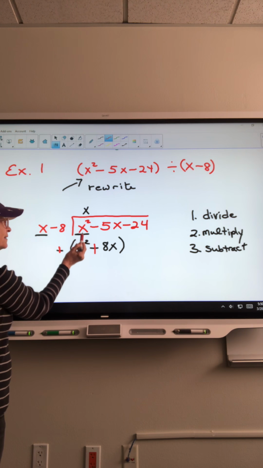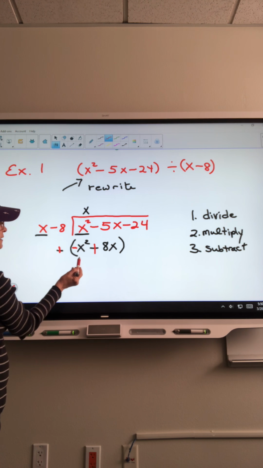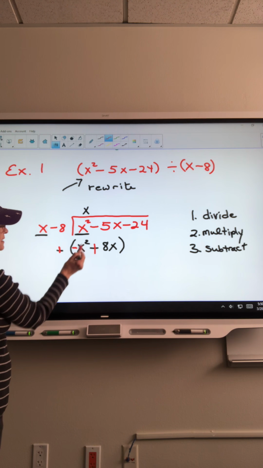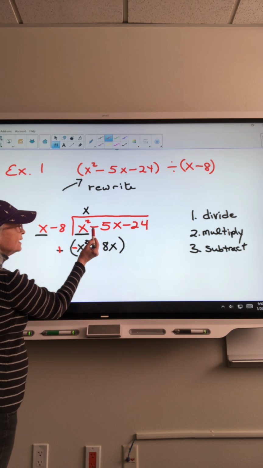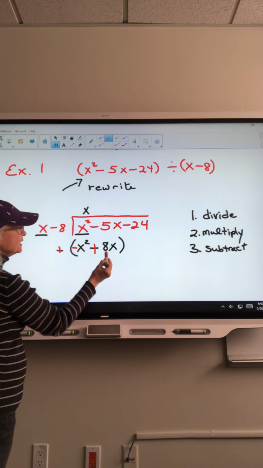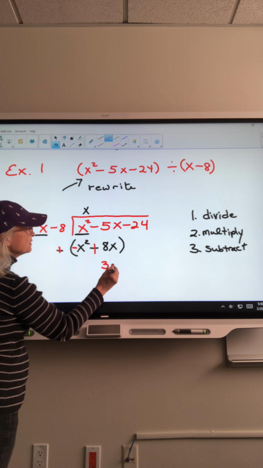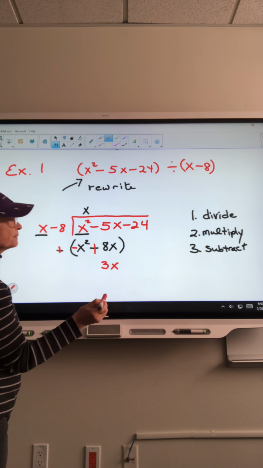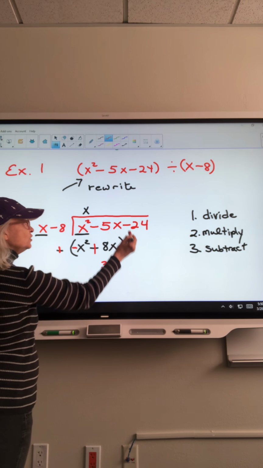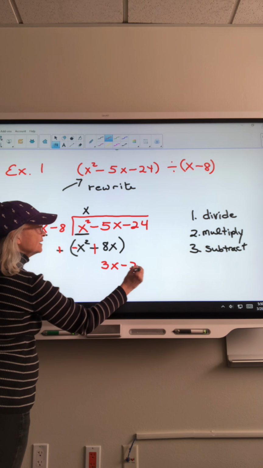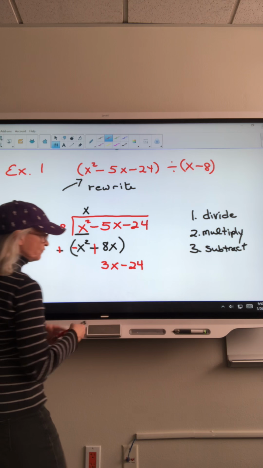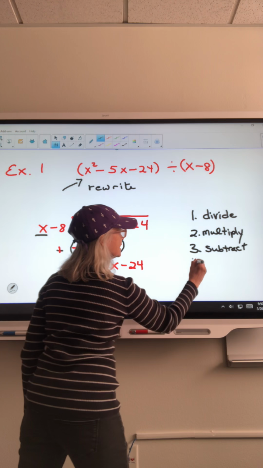So if you have done this right, these two just cancel out. x squared minus x squared, well that's 0, that's nothing. Then a negative 5x plus 8x would be a positive 3x. And then you go ahead and you bring down anything left to divide. So that's going to be the negative 24. So that's our fourth step, is bringing down.